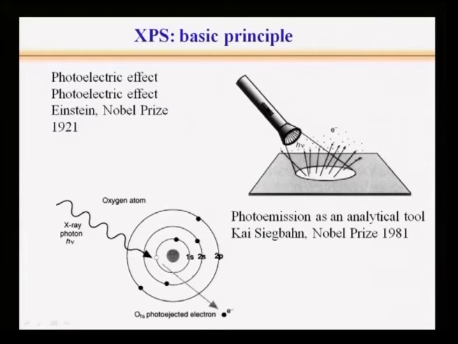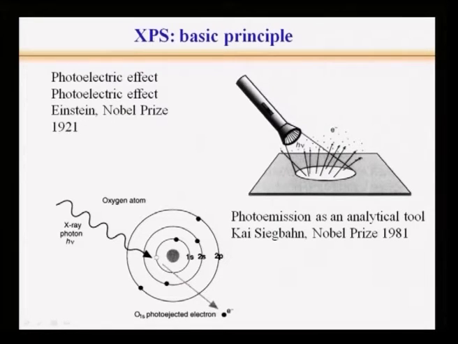Basically the most important surface characterization technique used is called XPS, X-ray photoelectron spectroscopy. It comes from Einstein's discovery in 1921. He got the Nobel Prize for that, the photoelectric effect. What is it? Well, this is what is shown in this picture here. If you have X-ray photons, an X-ray photon has energy h nu, where nu is the frequency and h is the Planck constant. It is allowed to fall on an oxygen atom.